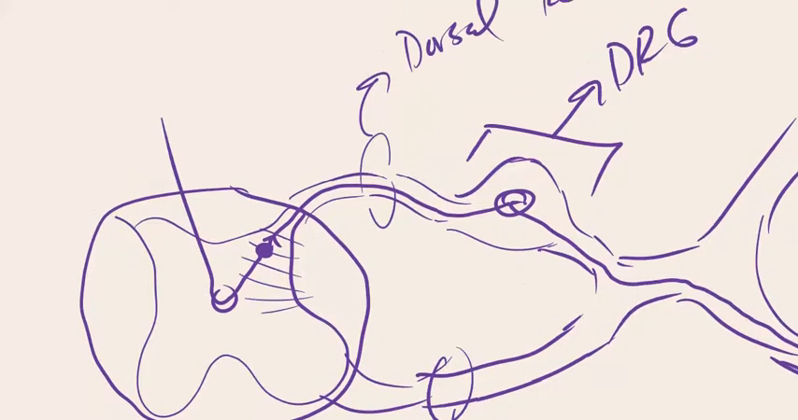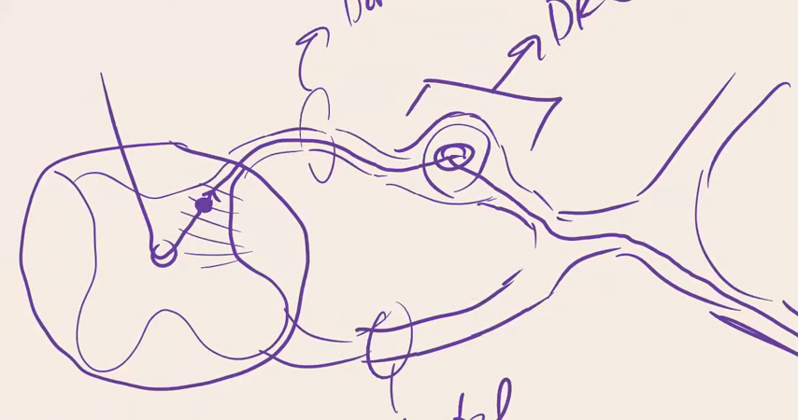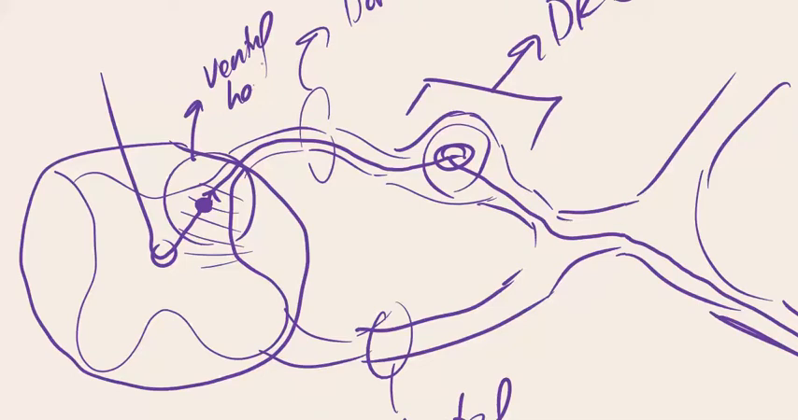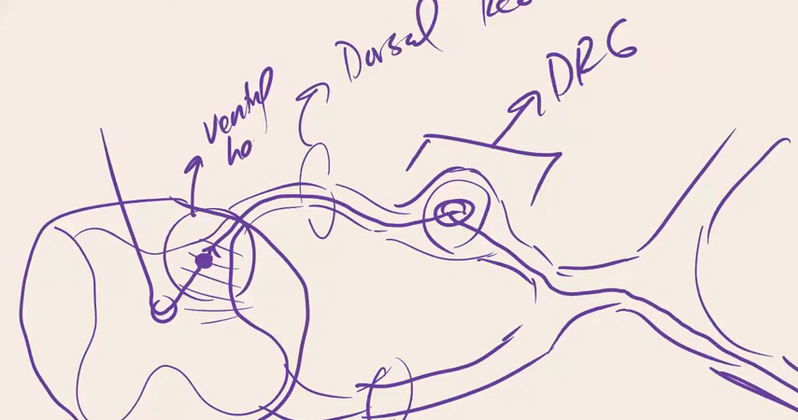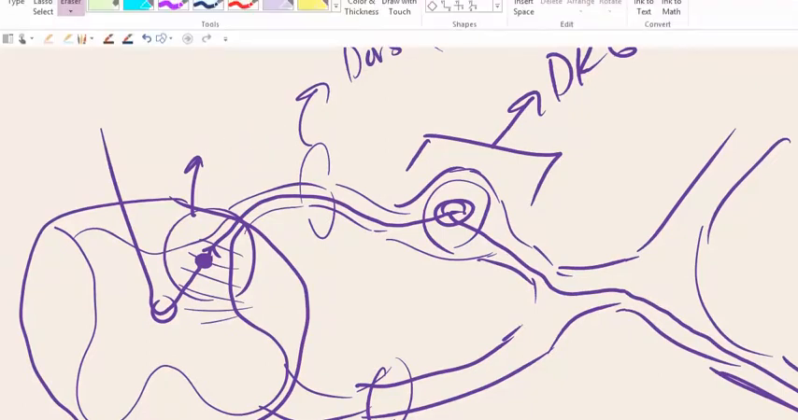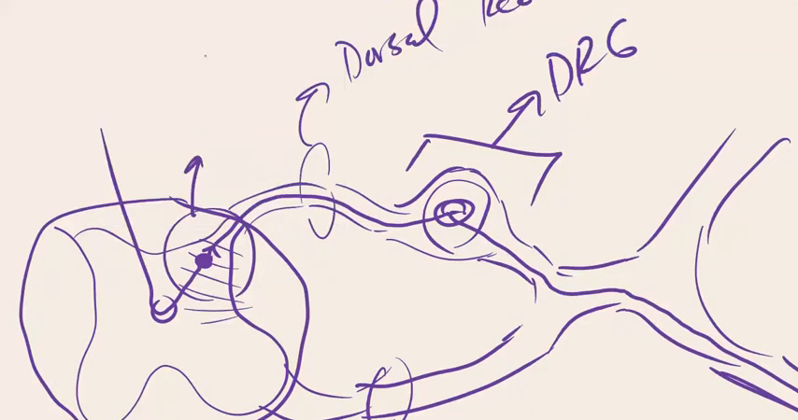But the first cell body is located in the dorsal root ganglion, and then it synapses in your ventral horn. Dorsal. Oh, dang. Okay, yes, it's dorsal. Dorsal horn. My goodness, what am I saying? It's like you're thinking one thing and then you say the opposite.